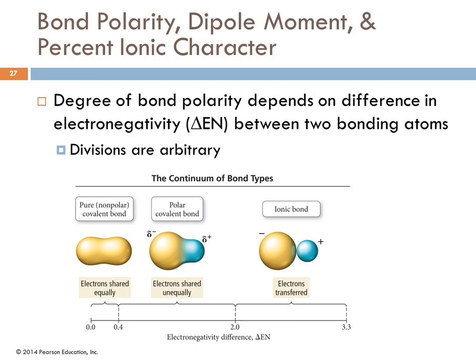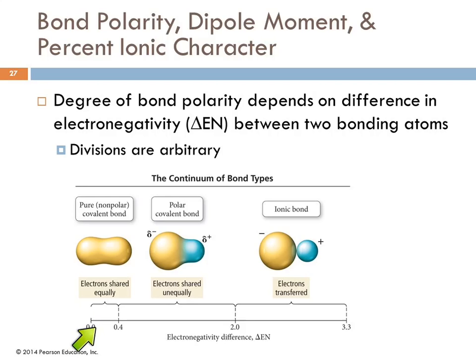So when we talk about bond polarity, the degree of unequal sharing is going to depend on the difference in electronegativity. So delta EN, delta meaning difference, EN short for electronegativity, because that's a really long word. And the divisions here are arbitrary. So if we have zero difference in the electronegativity between the two atoms, then that's a purely covalent bond.